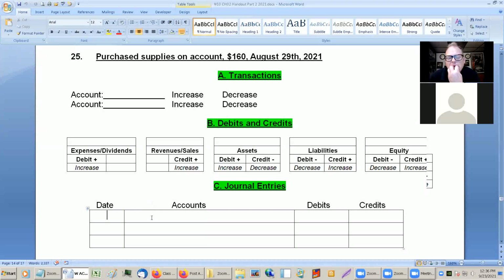So supplies, that's an asset, and account. So I'm assuming accounts payable because we purchased supplies on account. That's not our money. Yep, exactly. So that is the journal entry. Supplies are the debit for 160. I'll fill this in a second. And accounts payable, we owe somebody. And I'm going to go through how we got there, but that is the journal entry. This is August, so 8/29.